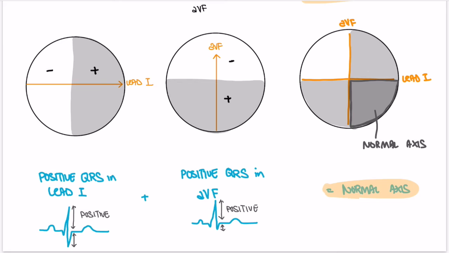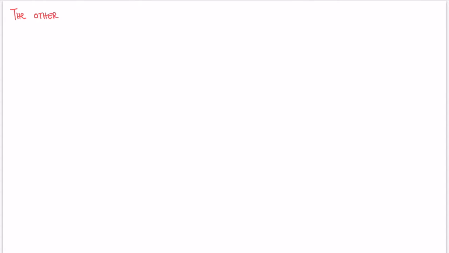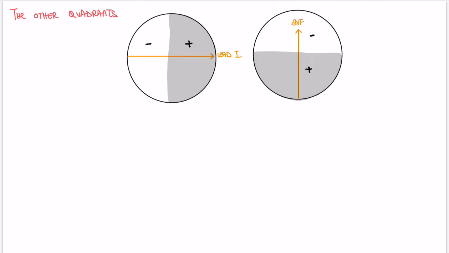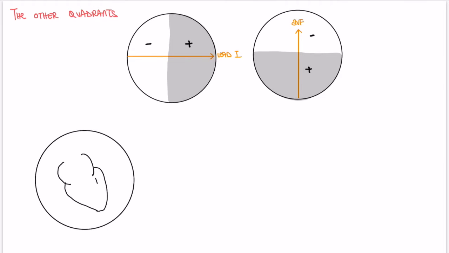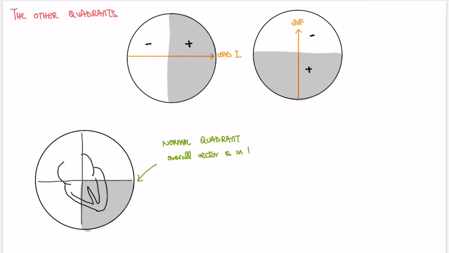And this would also mean between the R wave and the S wave there's a predominantly positive deflection. Now that we've established the normal axis, what about the significance of the other quadrants? Keeping in mind the indications of lead 1 and AVF on the cycle, the normal quadrant's overall vector is in the same direction as the heart's conduction pathway. It's not entirely 90 degrees straight, but tilted at an angle since the left ventricle is thicker, and so the average vector points in favor of that.